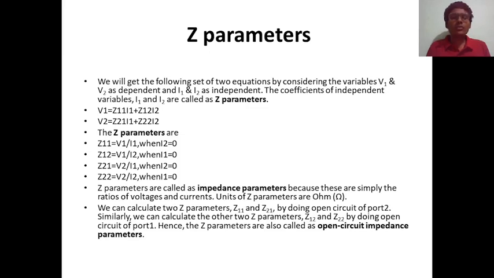The quotients of independent variables i1 and i2 are called Z parameters. v1 equals z11 i1 plus z12 i2. v2 equals z21 i1 plus z22 i2.